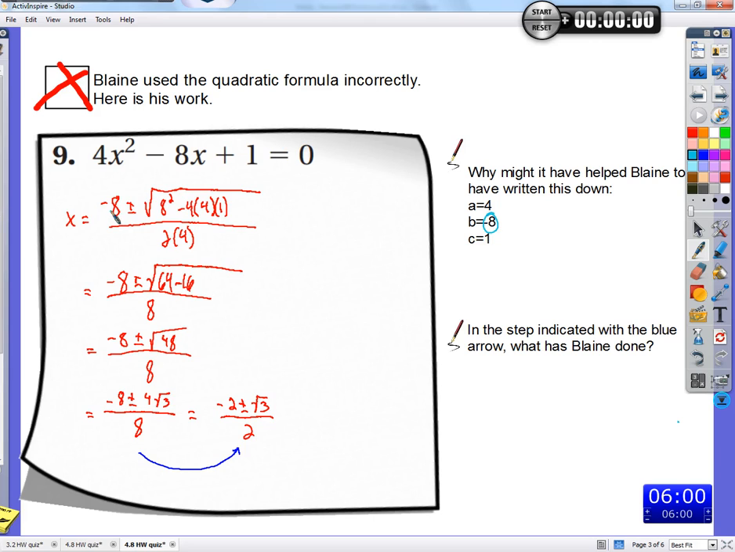What would negative B be? Negative, negative 8. That should be positive 8s all the way through here. That should be also positive. So you just gotta be careful, especially with negatives.